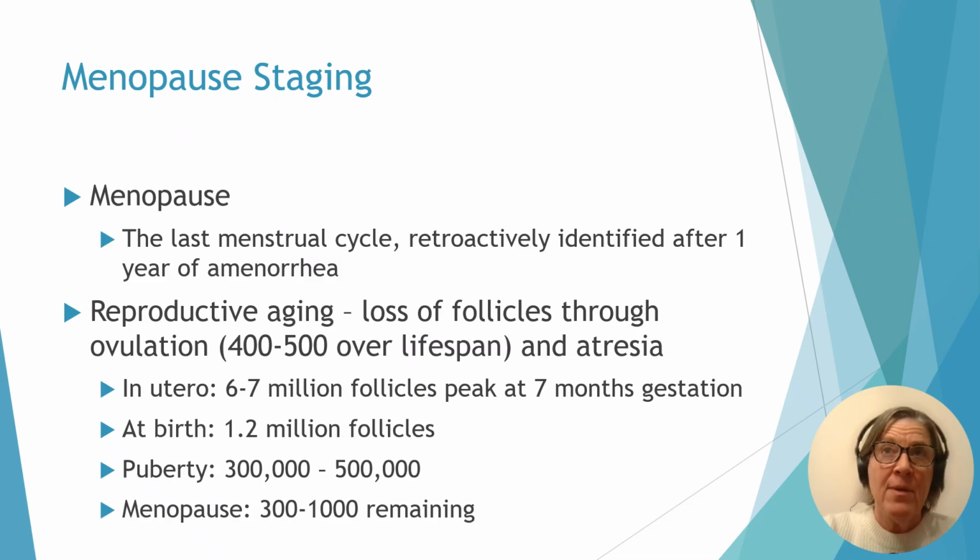And so by the time a female baby is born, there'll be about 1 million follicles. By the time she hits puberty, only half that much, about 500,000. And at menopause, women can still have 300, even 1,000 remaining follicles, but because of the loss of that follicular reserve, there aren't enough hormones being generated to continue to support menstruation and fertility.